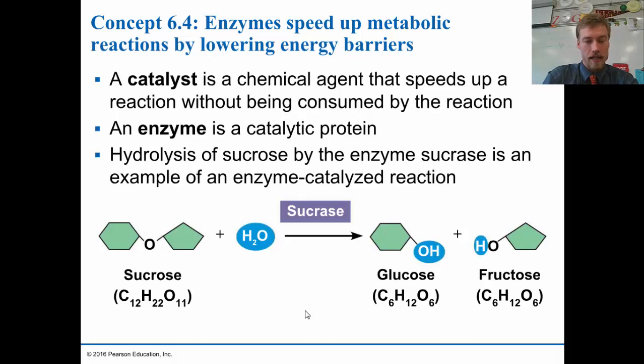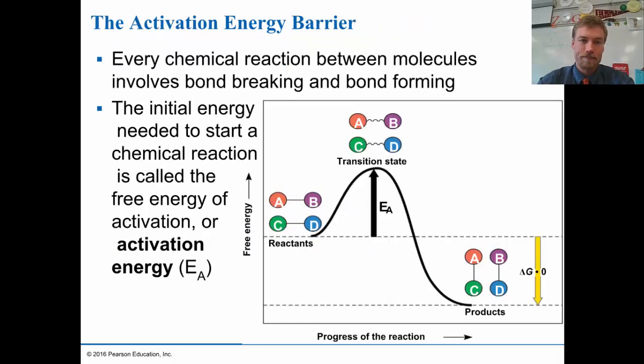And sucrase is an enzyme that speeds up the reaction of taking sucrose and breaking it down into its constituent parts, glucose and fructose. You'll notice that sucrase is an enzyme. The ASE ending is generally an indicator that something is an enzyme. And you'll notice that that is also very similar to sucrose, right? So usually what the enzyme is named as is what it is actually going to be breaking down.